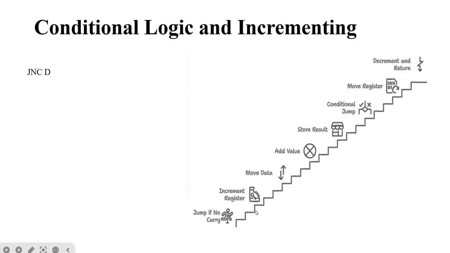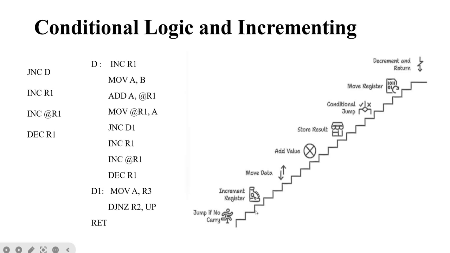So here first is JNC D, that is jump to label D if there is no carry from the previous addition. Then increment R1. This will increment R1 to point to the next memory location. Then we have increment @R1, which will increment the value at the memory location pointed to by R1. Then we have decrement R1. So here decrement R1, it will get back to its previous value.